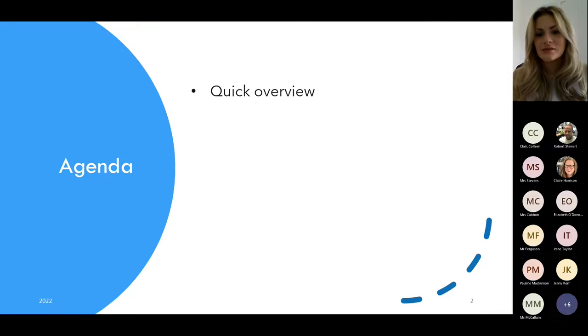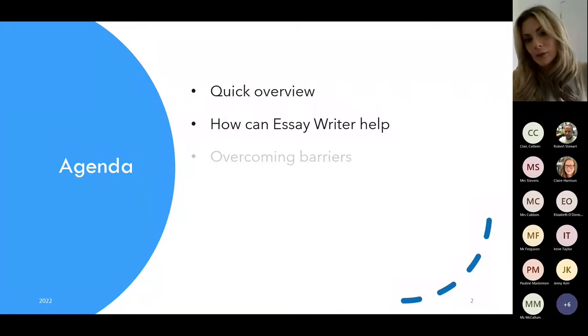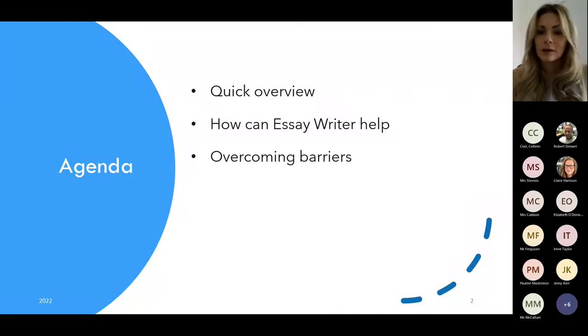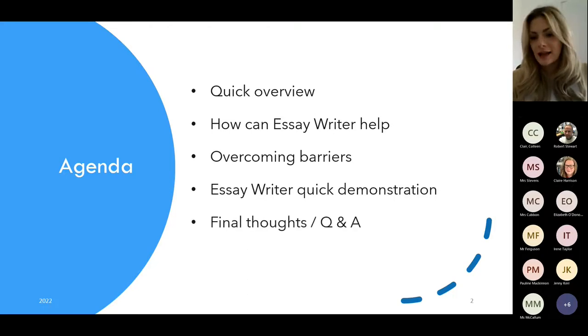So the agenda is as follows. We're just going to do a quick overview, and I've got a little list of how Essay Writer can help. Again, another list of overcoming barriers as well. They're not exhaustive lists. There's many more things that Essay Writer can help with and barriers it can help overcome. But it was just things that are the more commonly seen barriers when it comes to essay writing and assignments, etc. Very quick demonstration. And then at the end, it'll just be any final thoughts or question and answer session.